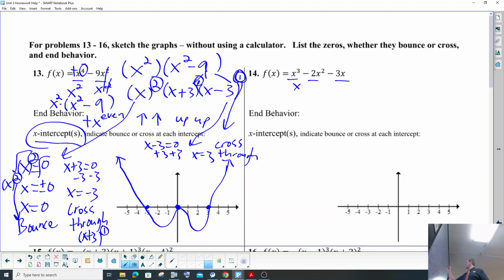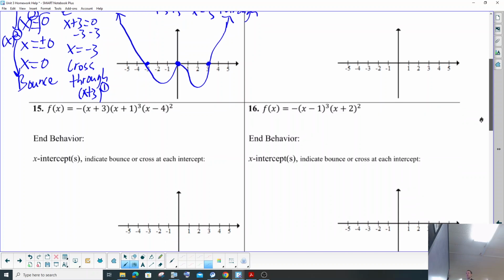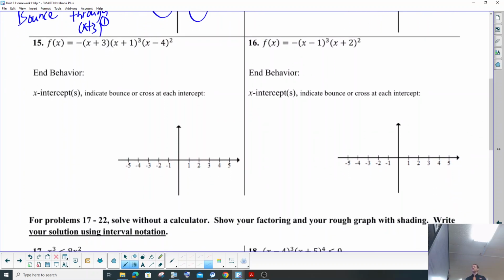Pull out the GCF. And then try 16 on your own. Let's try 15 together. So we have to multiply the x's through with their powers to get the end behavior. So first of all, notice we have a negative. Second of all, notice that we have an x to the first power times x to the third power times x squared. Whoa!